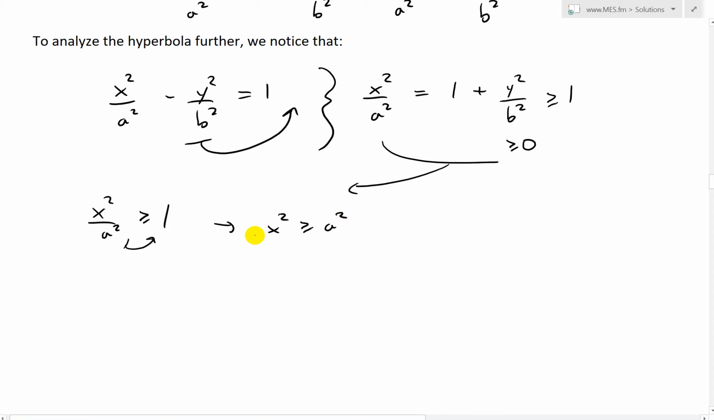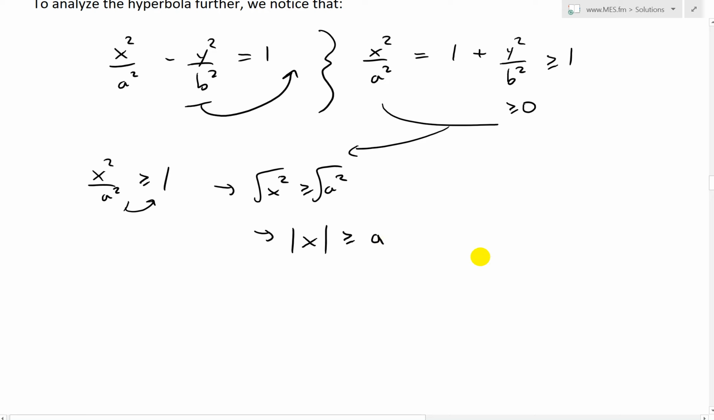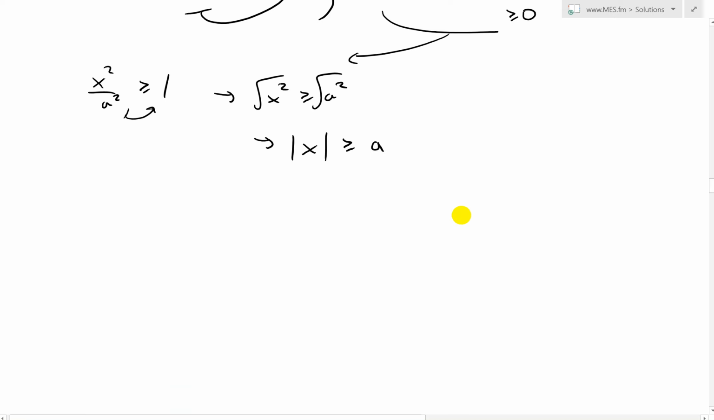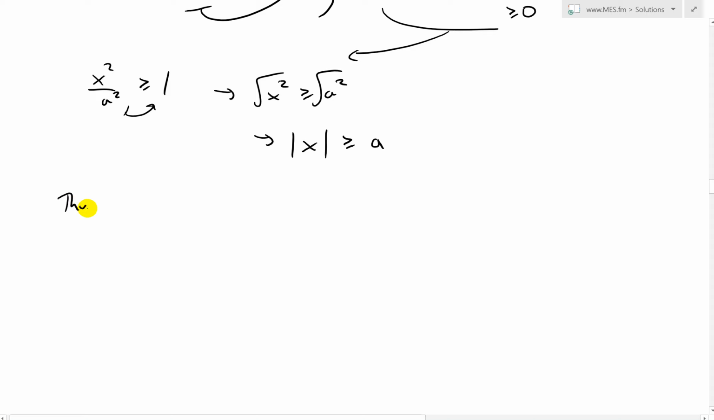And then when we square root this, since we're dealing with an inequality there, the absolute value of x is greater than or equal to the absolute value of a there. A is assumed to be a positive constant there, so the absolute value of x is going to be greater than or equal to a. In other words, that's the domain of x for the hyperbola.